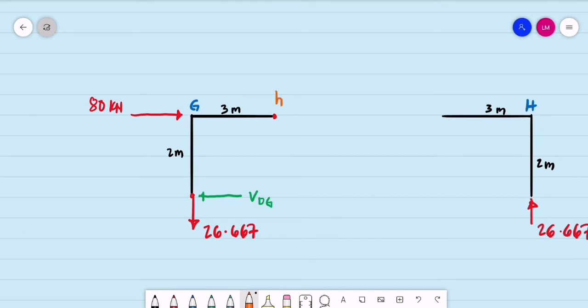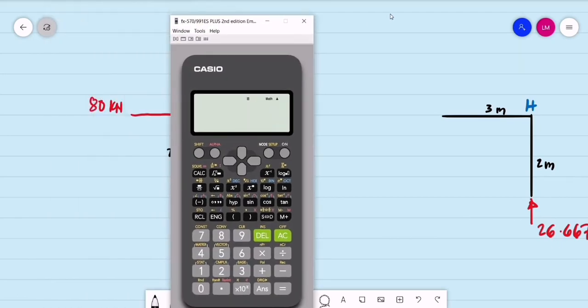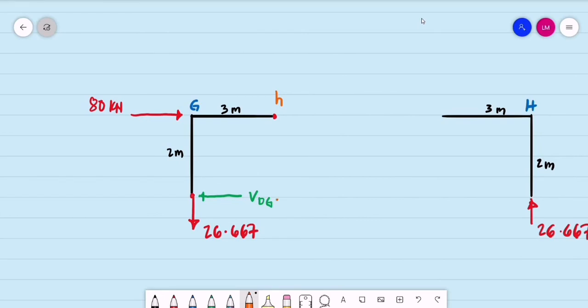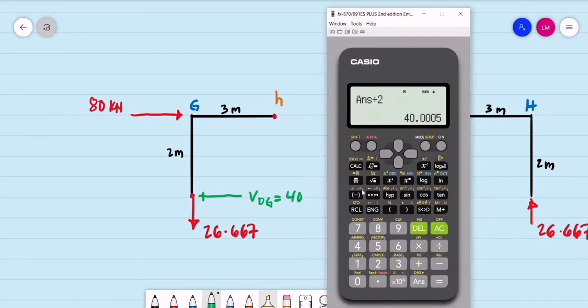All we have to do is the summation of moments. I'll just do the direct computation. This is the same as 26.667 multiplied by 3 meters, divided by 2 meters. So we have 40.005. I'll use a value of 40 kilonewtons. Take note, I'm just using the equations of equilibrium here: summation of forces horizontal, summation of forces vertical, and summation of moments.